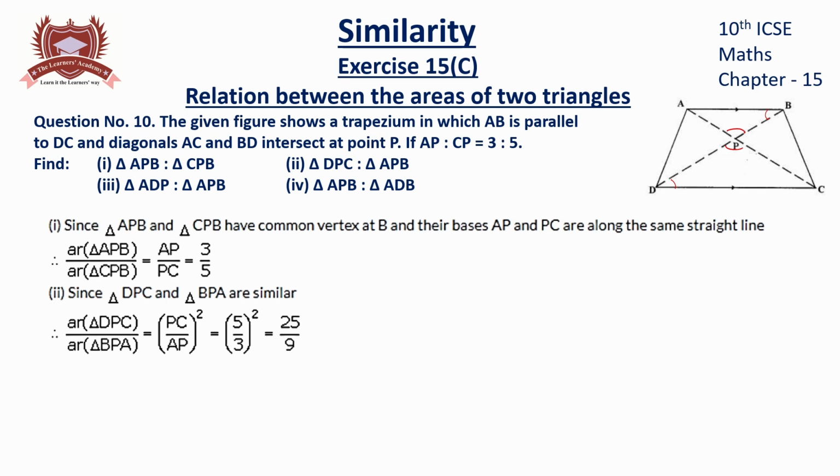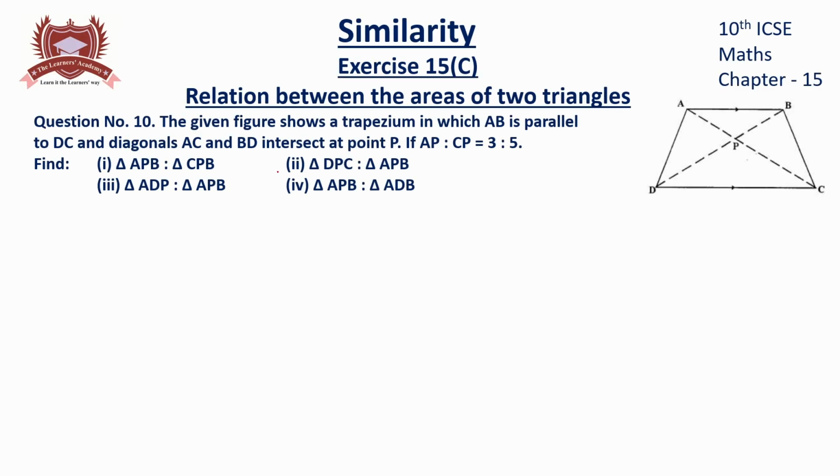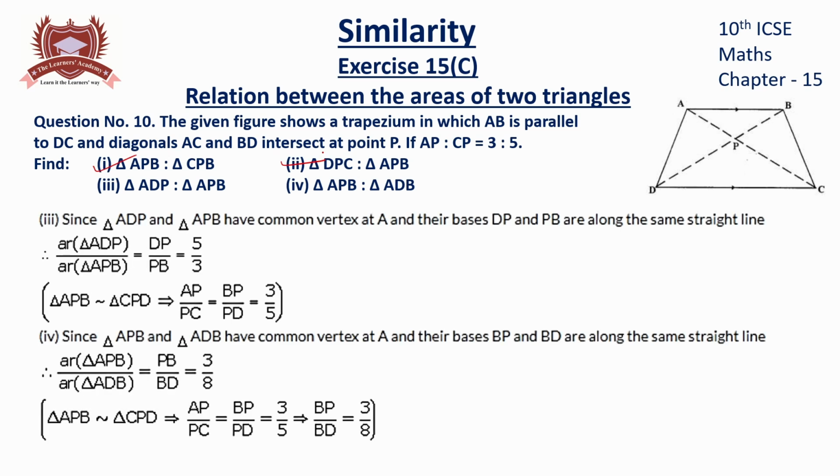तो ये हो गया, ये हो गया. Now let's go ahead with the next two. तो ये दोनों हो चुके अपने. Now next we have is ADP and APB. They have common vertex, A common है, and their bases are same on the same line.